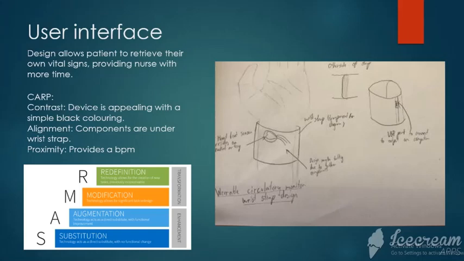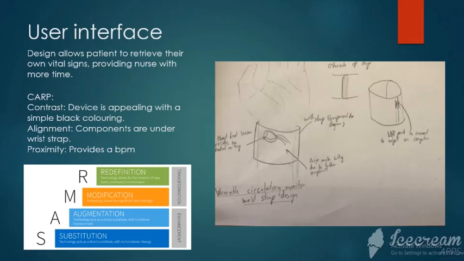The design is useful, as it saves the nurse a lot of time and allows more attentiveness to those who require more attention and treatment. CARP is an acronym standing for contrast, alignment, repetition, and proximity. My design is a full block wrist strap, which is simple and not too appealing to the eye. Components are hidden under the strap where the user cannot see, and the components provide relevant information such as BPM.